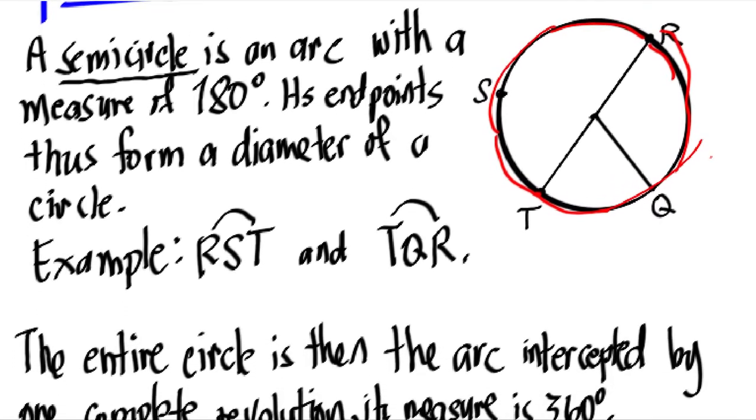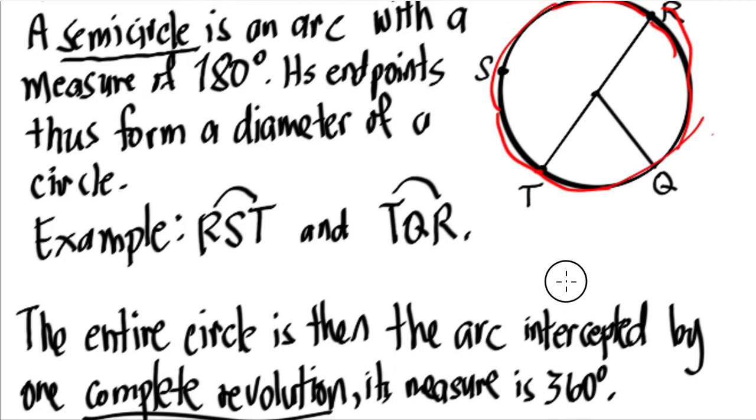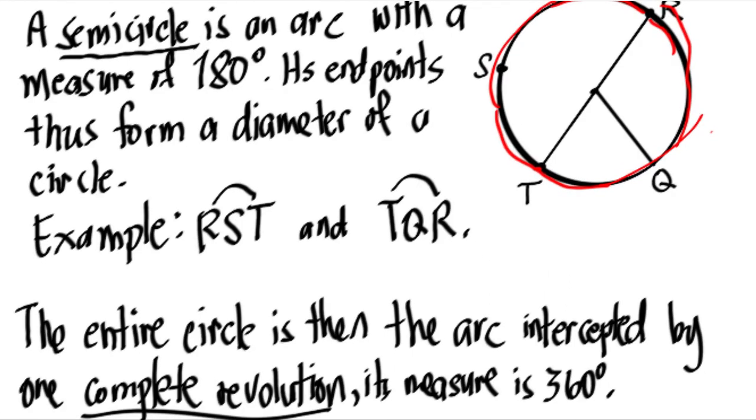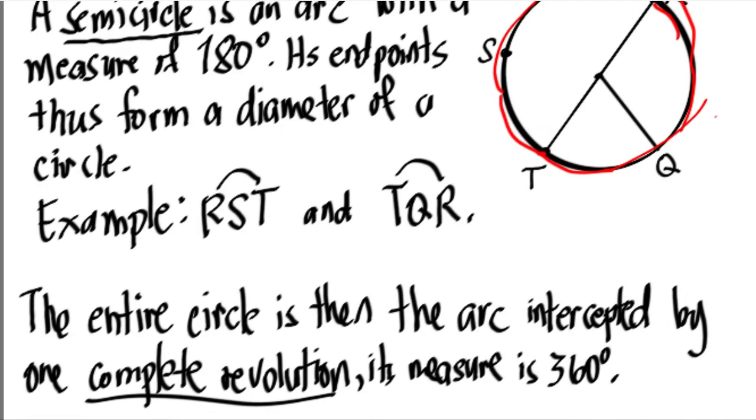Again, the entire circle is the arc intercepted by one complete revolution. The measure of one complete revolution of a circle is 360 degrees. That's why half of 360 is 180, and that's called a semicircle.